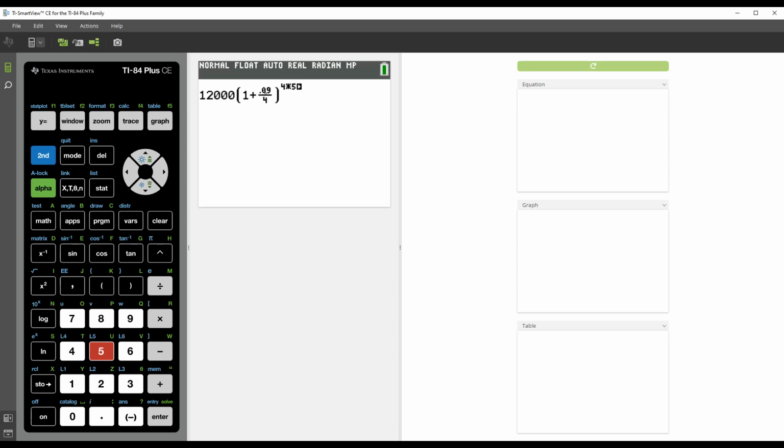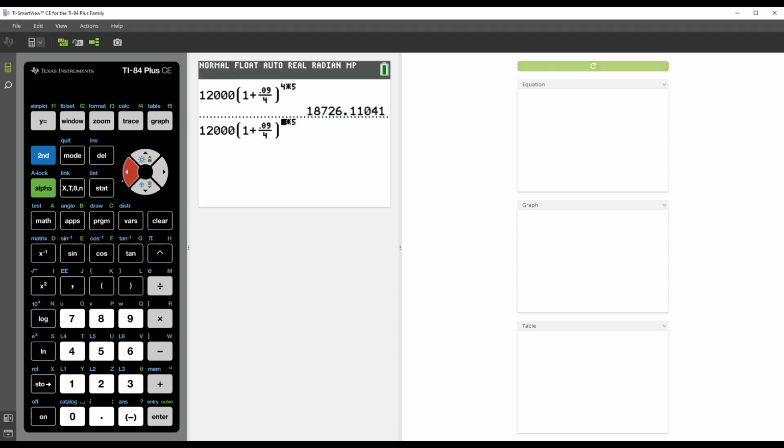So that means that they take this 9% interest, but they only give you a fourth of the interest, but then they give it to you 4 times over the 5 years, so 20 times it's compounded. And you're going to get $18,726.11. What's great about doing these on your calculator is now I can just hit second enter, and it pops back up, and it's really easy to go back and change these numbers.